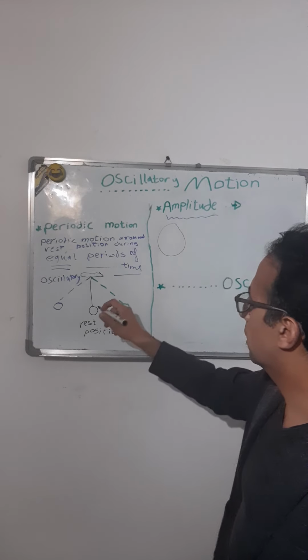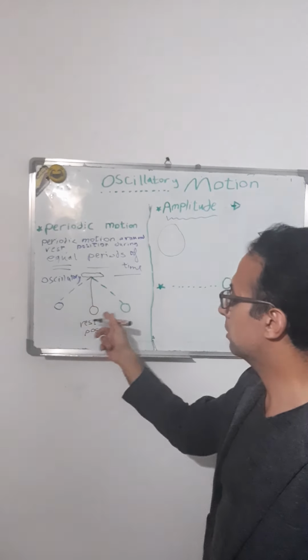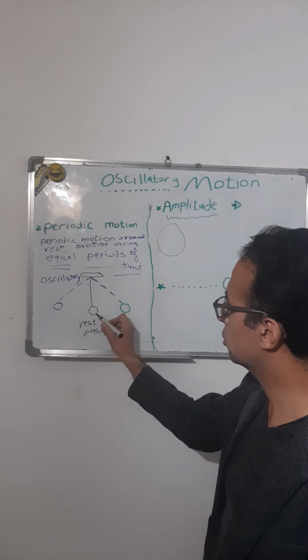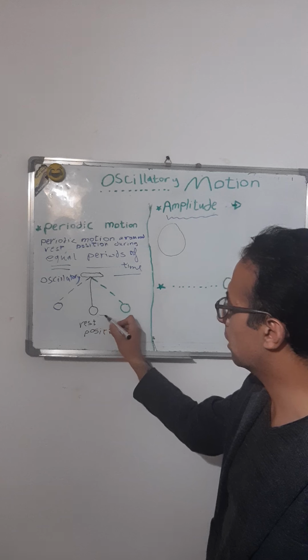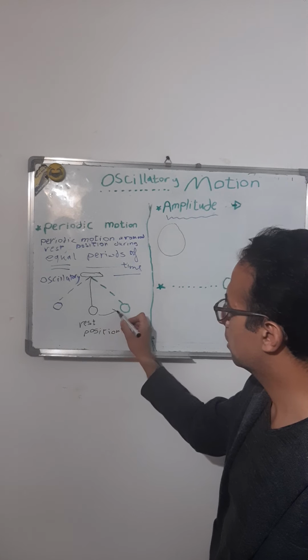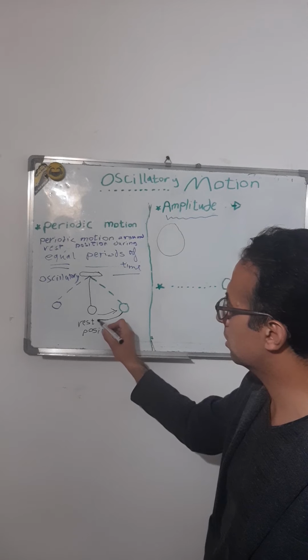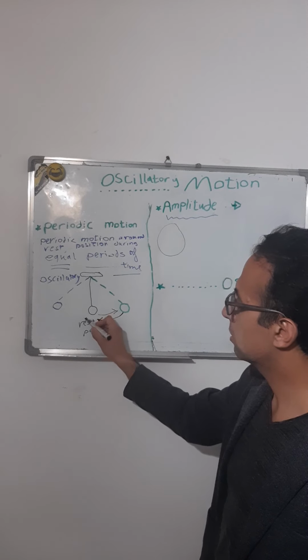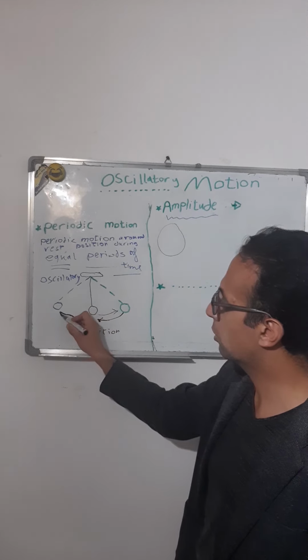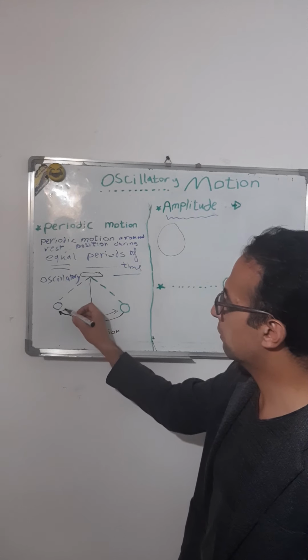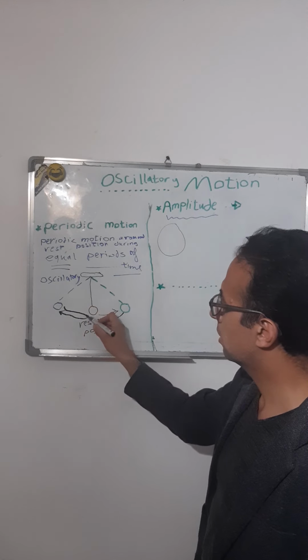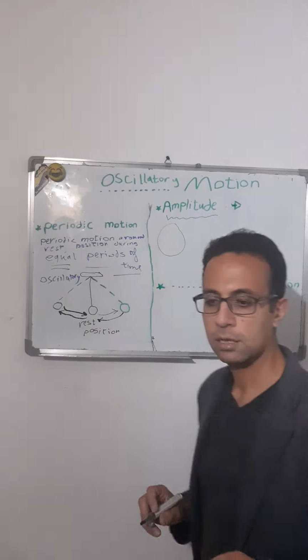Actually, when we talked about pendulum motion, the motion is like that. When we draw with an arrow, it goes to the right, then returns to the rest position, and continues the way to the left point, and from the left point returns to the rest position.